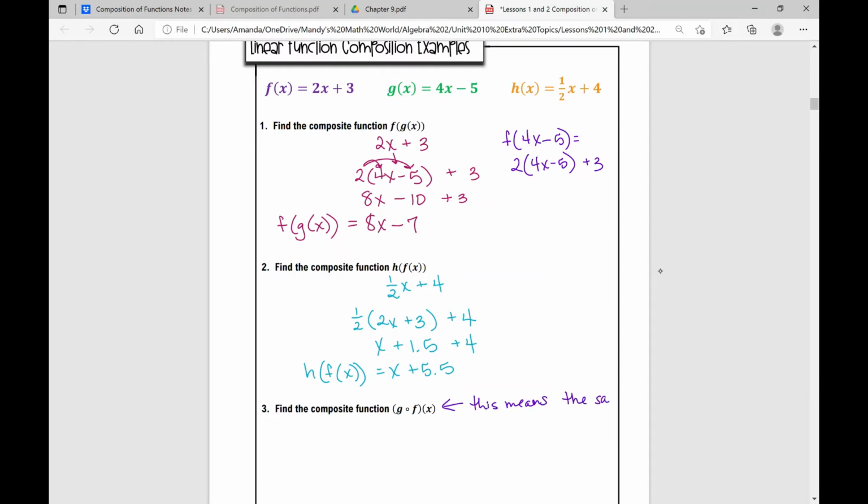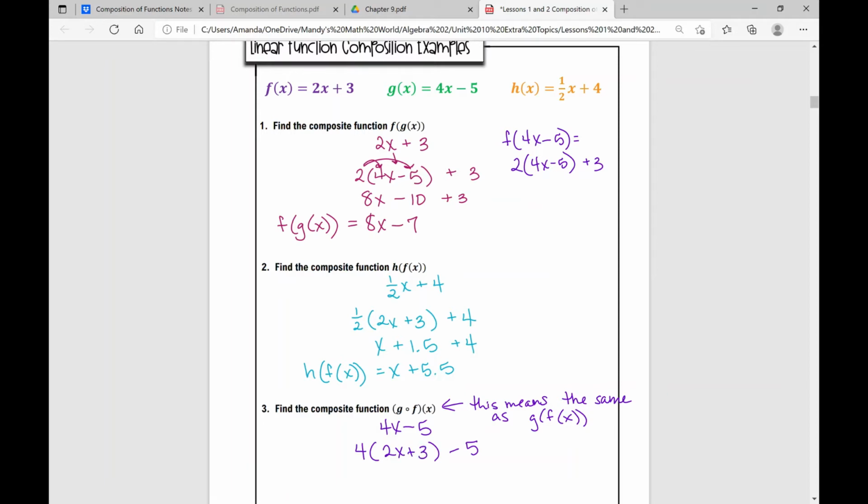This means the same as g of f of x. That means the same thing. So let's start with writing our outside function, which is 4x minus 5. G of x equals 4x minus 5. Then we replace x with parentheses, and inside those parentheses, I put the inside function, which is 2x plus 3.